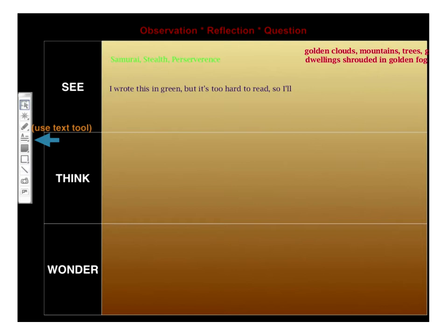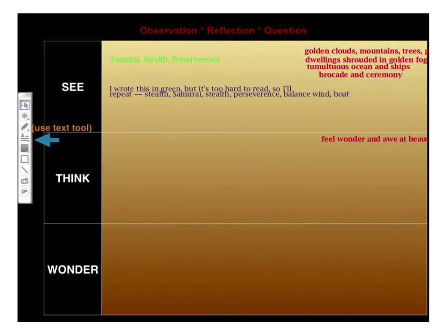See, we see stealth samurai, persevering, sort of amongst golden clouds with mountains and trees and gullies. The dwellings are shrouded in that golden fog. This golden cloud schema occurs a lot in Japanese screens, actually. Tumultuous ocean and ships. The green is a little tricky to see. There's balance, wind. There's the boats. Oh, that's right, the scene with the army that was falling over the cliff. They're really good details.